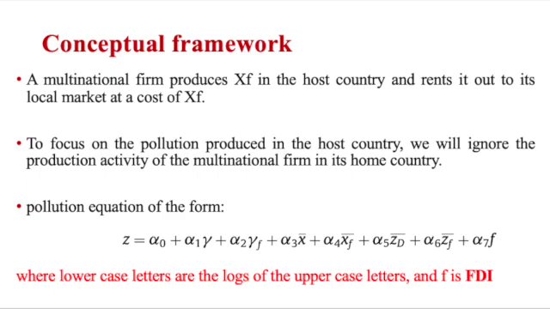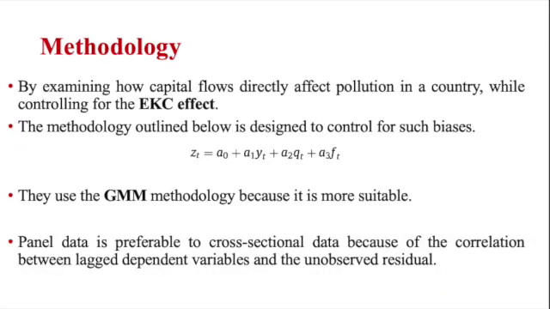To focus on the pollution produced in the host country, we will ignore the production activity of the multinational firm in its home country. Pollution equation of the form: both plants contribute to the emissions, by ZF in the host country and Z in the home country, where the firm faces similar target levels of emissions and output. Here lowercase letters are the logs of the uppercase ones, by examining how capital flows directly affect pollution in a country, while controlling for the EKC effect. The methodology outlined below is designed to control for such biases.